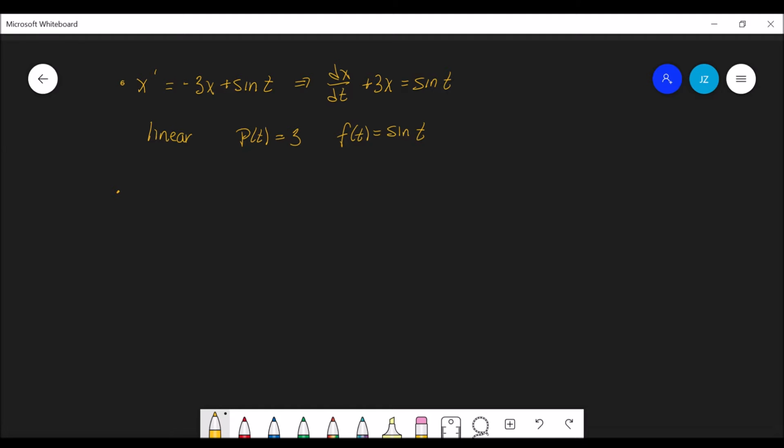Next, let's look at the equation x prime equals x times sine of t plus t cubed. Again, we can rewrite this: dx dt minus x sine of t is equal to t cubed. Now again, this is linear. We have p of t, in this case, is sine of t, and f of t is t cubed.